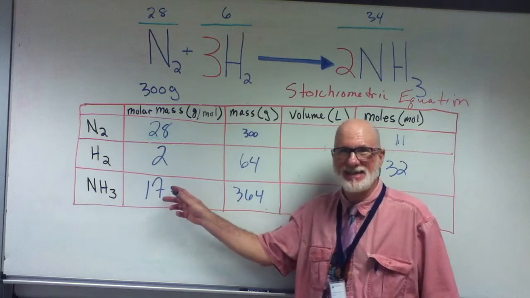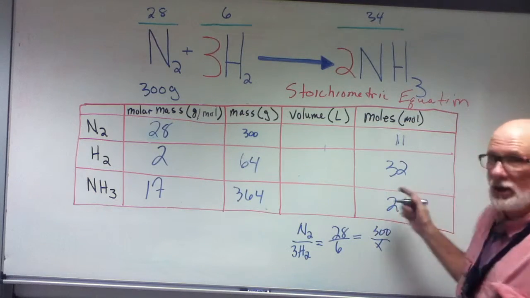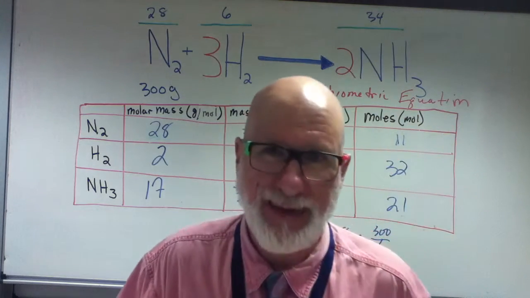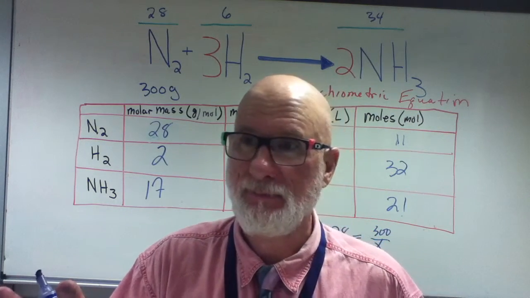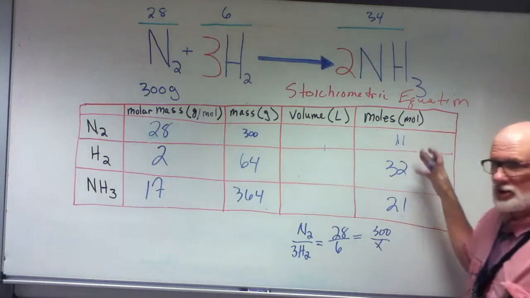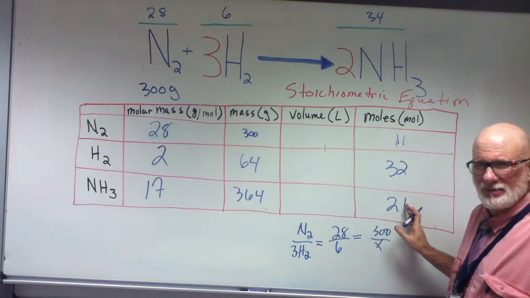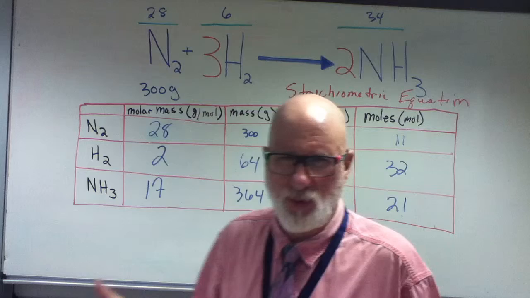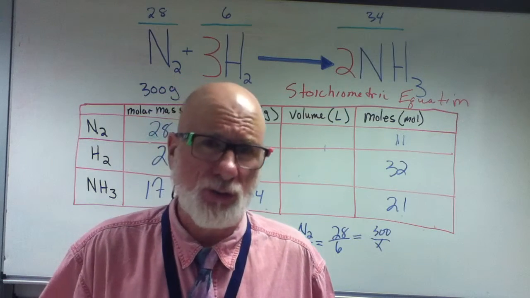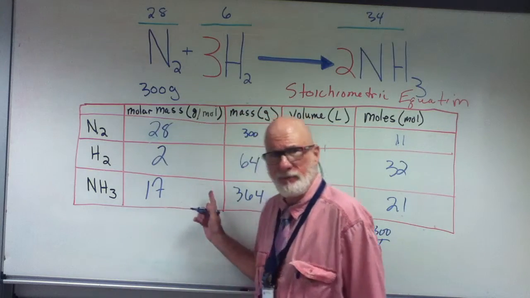364 divided by 17 is what? 21. 21. All right, now look at this. Answer me this. Riddle me this, Batman. 11 moles plus 32 moles, right? Equals 21 moles? No. Is that right then? Is there something wrong? Yes, it's 43. So it should be 43 moles. So this should be 43. So I did something wrong here, right?